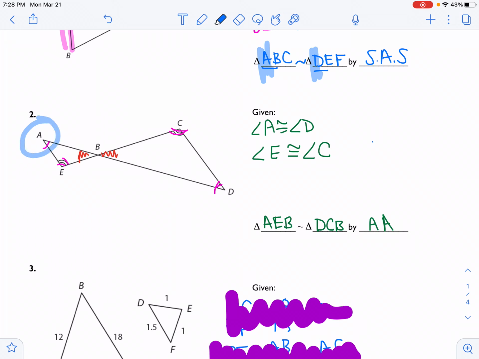Again, notice A and D are in the same spot. E has the double lines, and so that's in the same spot as C, and then B and B are the same, so they're together. They have to line up.